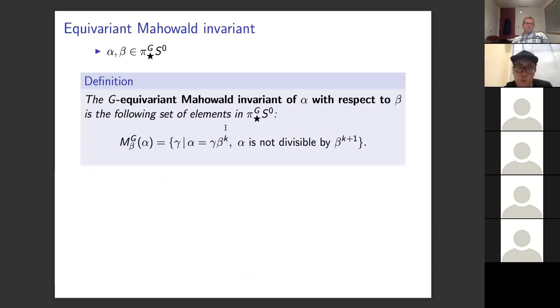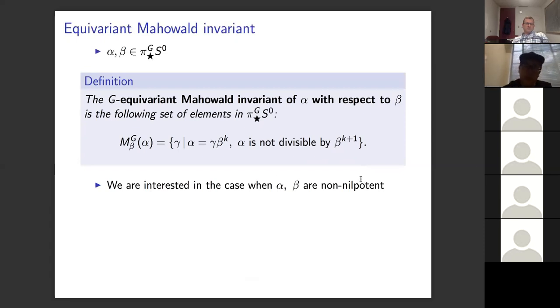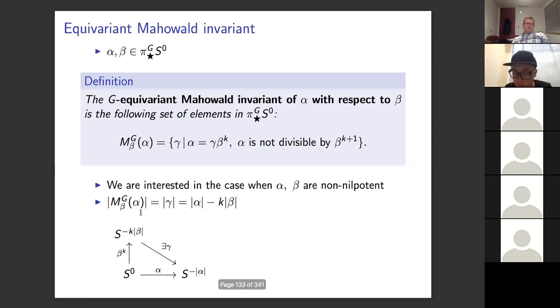If it's divisible by beta to the power of k, but not divisible by beta to the power of k plus 1, then the ratio is gamma, and there might be a set of those. It might not be unique. So we're calling this set the equivariant Mahowald invariant. I'm going to explain later why we call it that. We're mostly interested in the cases when alpha and beta are non-nilpotent. From this equation, one can compute the RO(G) degree of it very easily.